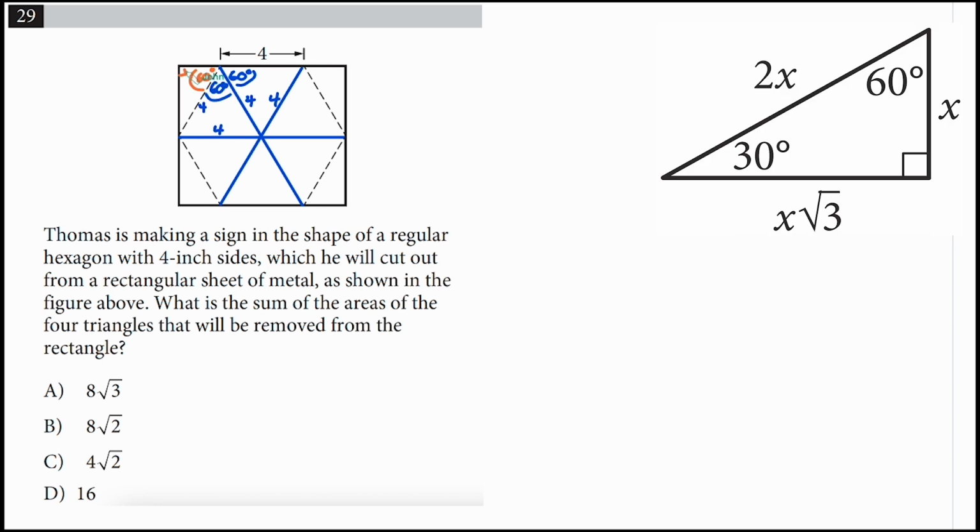The hypotenuse is 4, which makes the short leg 2 and the long leg 2 root 3. So our area is 2 times 2 root 3 over 2. There are 4 of them, so the total area is 8 root 3.